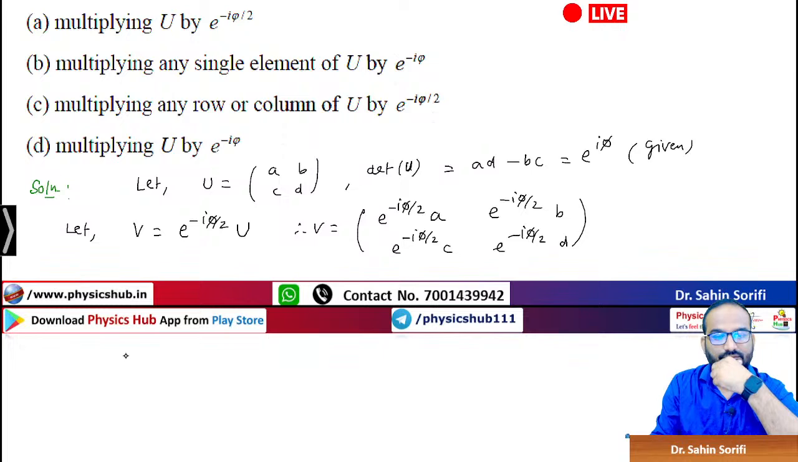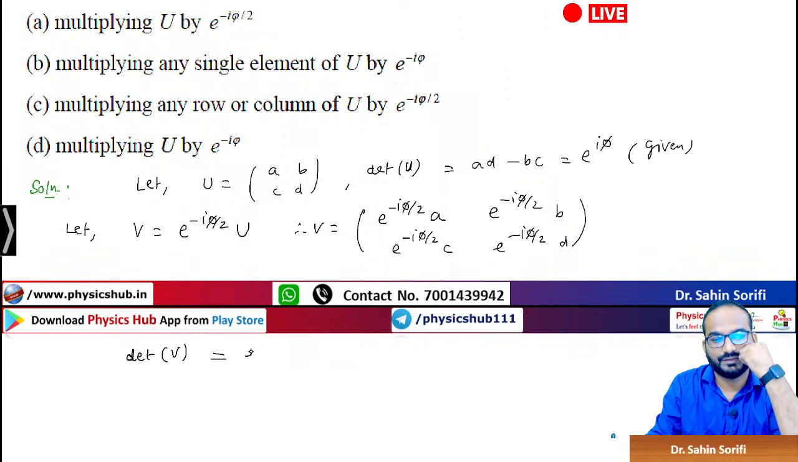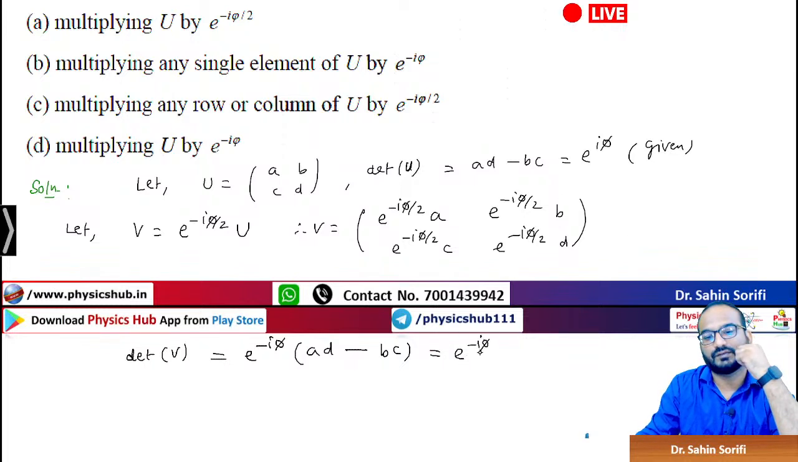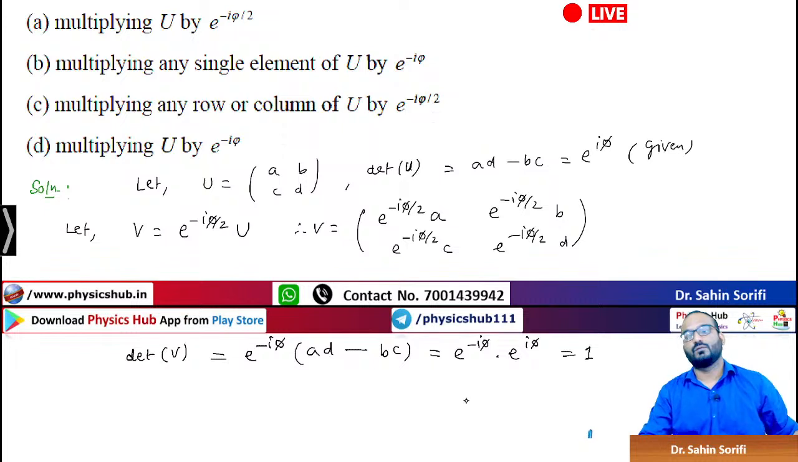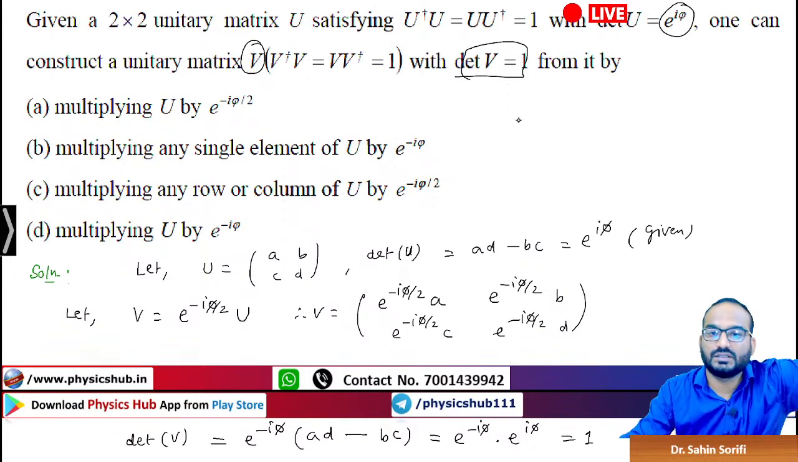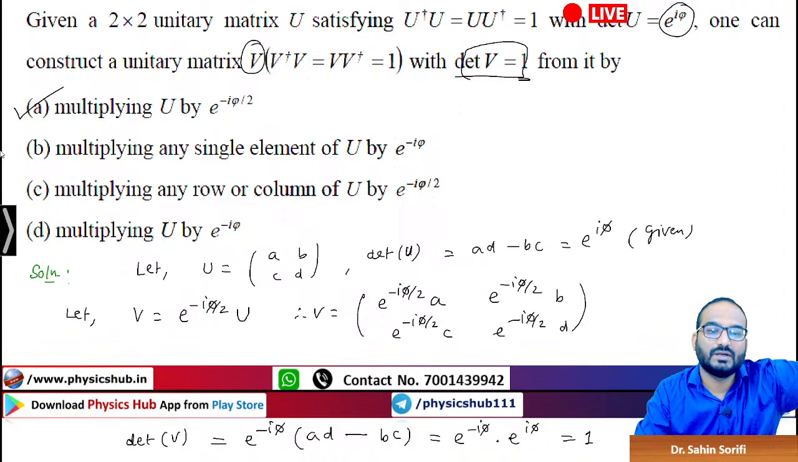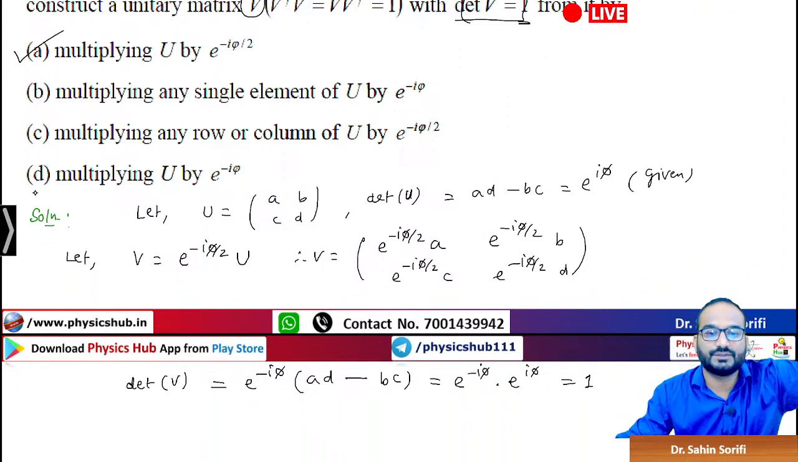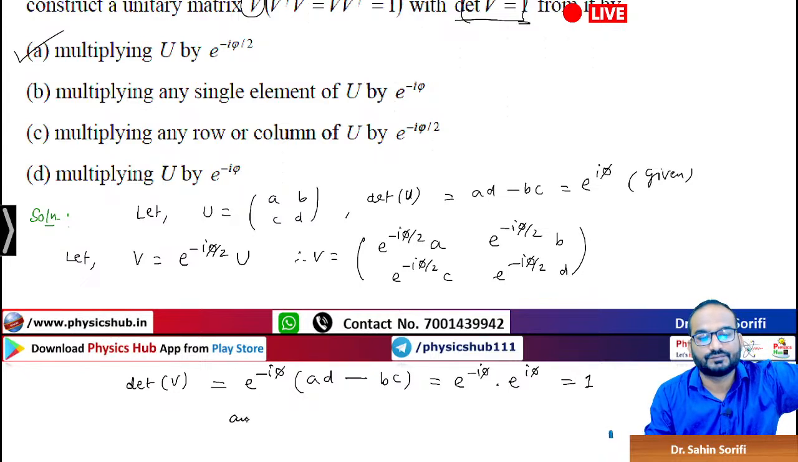So let's calculate the determinant of V. This e to the power minus i phi by 2 into e to the power minus i phi by 2 gives e to the power minus i phi, times AD minus BC. Now AD minus BC we have already seen is e to the power i phi. So e to the power minus i phi times e to the power plus i phi is identity, 1. So this is what is asked: determinant V should be 1. By multiplying U by e to the power minus i phi by 2, we are getting determinant of V equals 1. So that is the answer, option A.